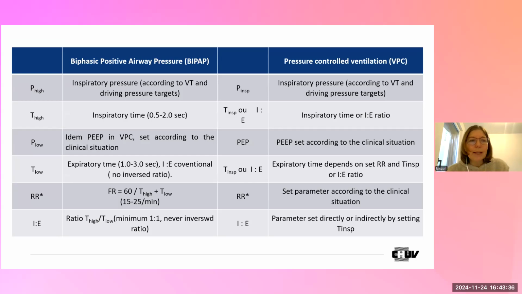Just here to illustrate how to set this type of modes, on the right you have standard pressure control, on the left you have BIPAP. Then you have to select the high level of pressure based on the tidal volume you want to have, the low level of pressure, basically it's PEEP. Then you have to select the duration of the inspiratory time, the duration of the expiratory time to have the I/E ratio you want to target, which is conventional, and indirectly users set the respiratory rate.